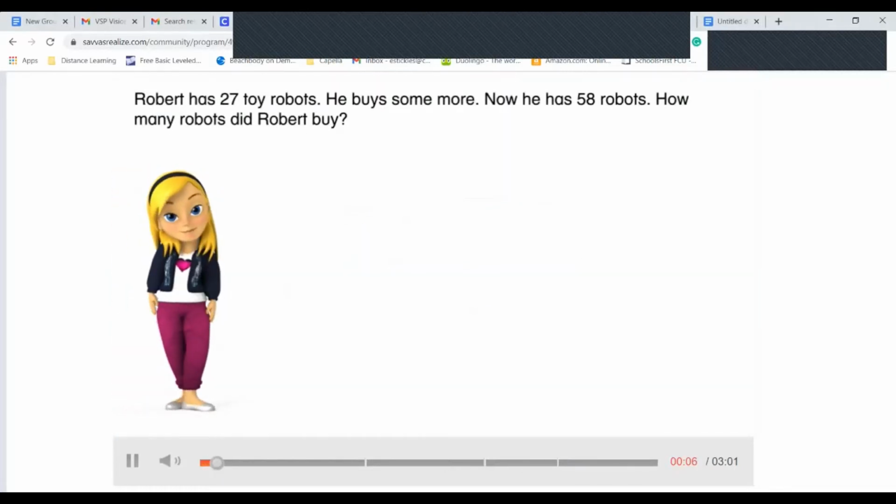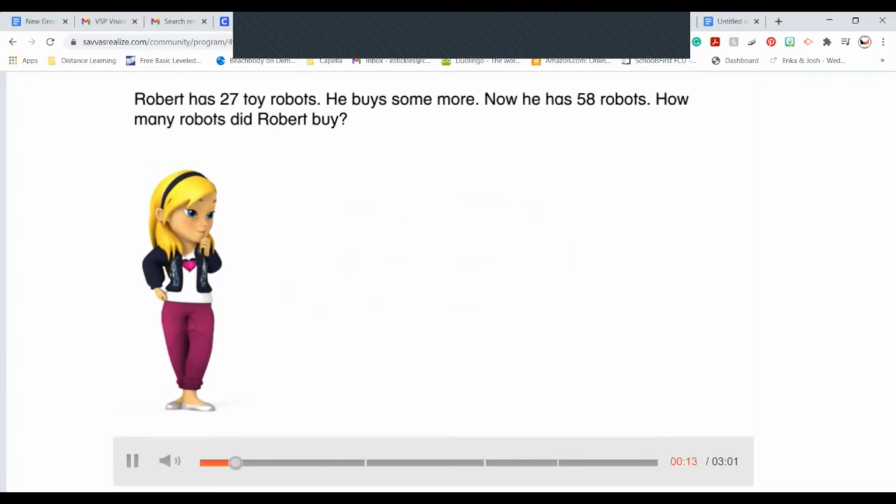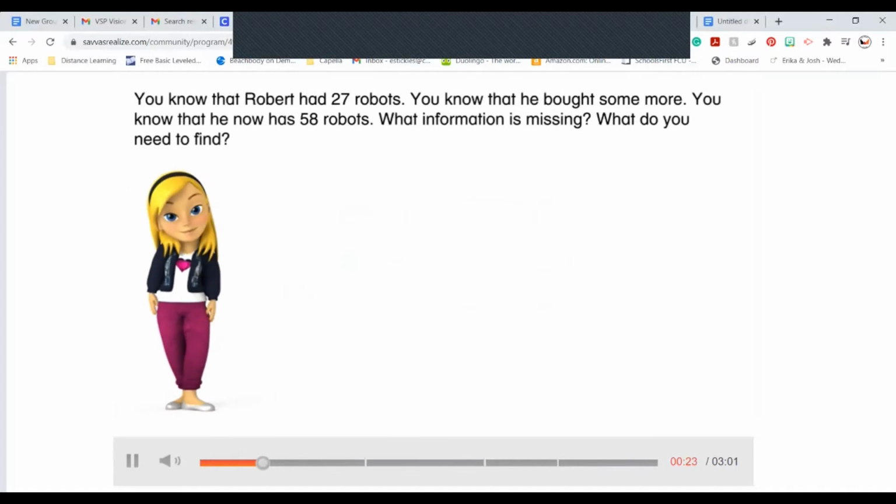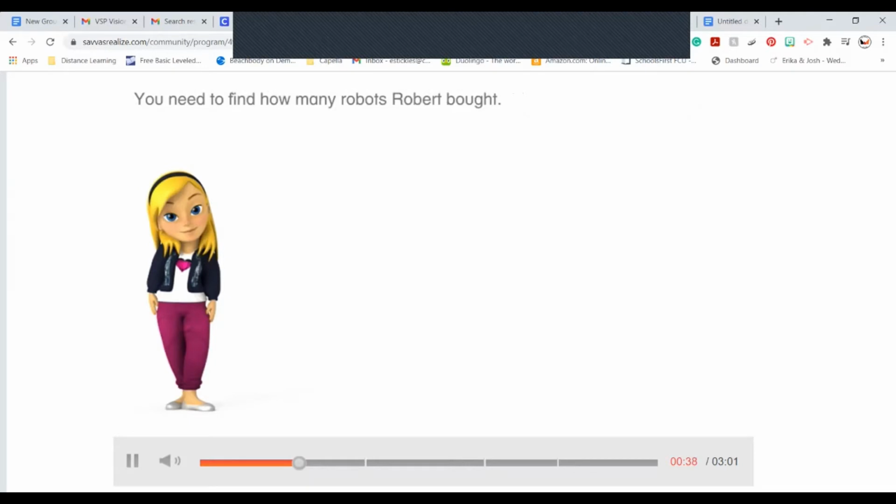Robert has 27 toy robots. He buys some more. Now he has 58 robots. How many robots did Robert buy? What information do you have about Robert and his robots? You know that Robert had 27 robots. You know that he bought some more. You know that he now has 58 robots. What information is missing? What do you need to find? You need to find how many robots Robert bought.